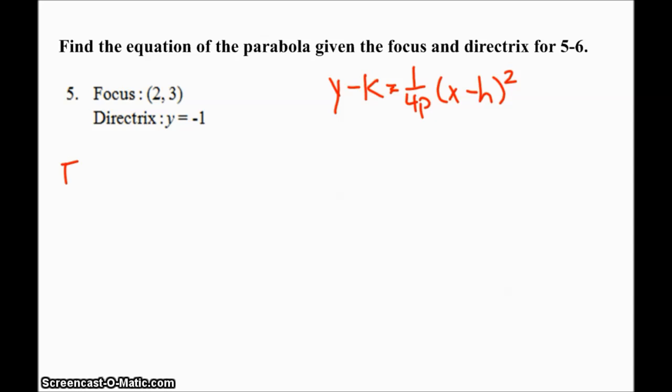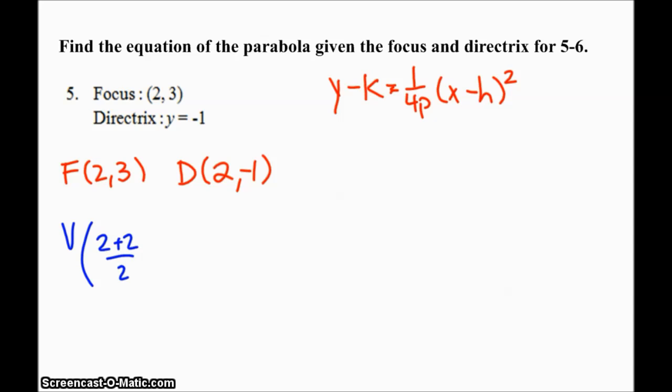Okay, so if the focus is at 2, 3, then we need a point on the directrix so we can find the midpoint, which is the vertex. Look at the directrix. It says y equals -1. So I want to put this for my y value, -1. We take the x value from the focus. Now we can find the midpoint. So the vertex would be the midpoint of these two, and you will get 2, 1.